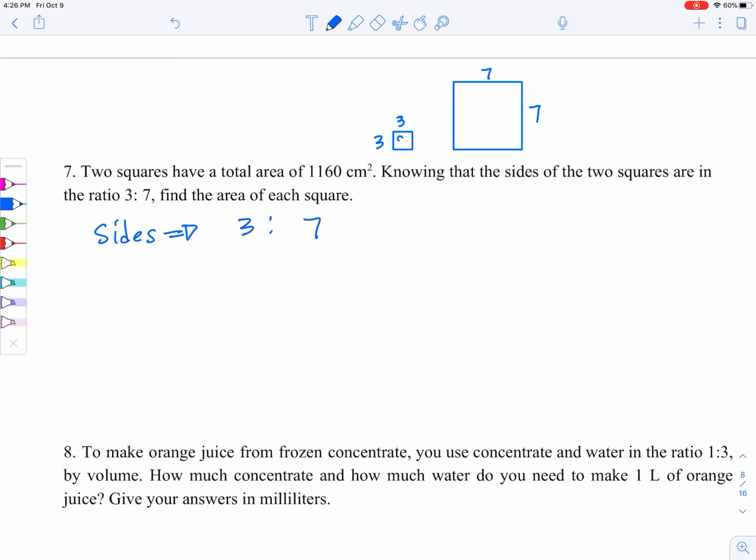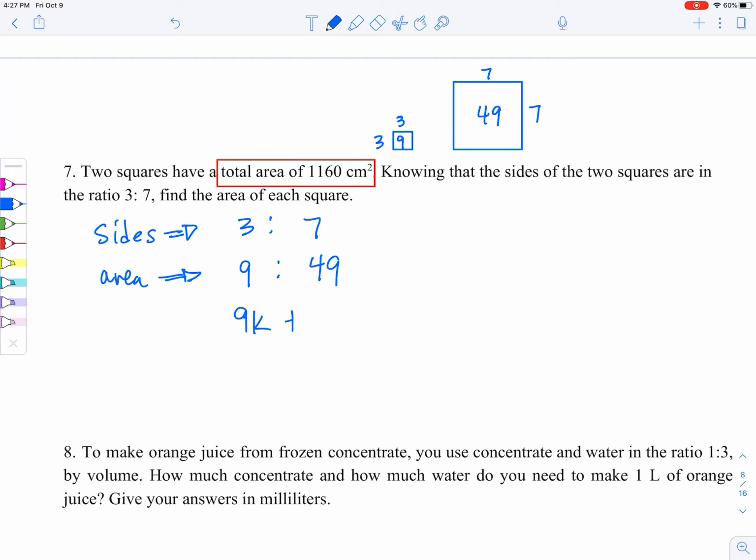Then the area of the small square is going to be 9, and the large square is going to be 49, because area always takes your sides and then squares them. So that means the ratio of the areas would be 9 to 49. And we did all this because they have told us what the total area is. They didn't say the total length, total area. So we know that the ratio we're going to be using is the 9 to 49. I'm going to use my scaling factor because I have a total.